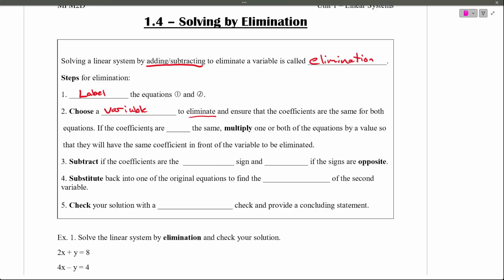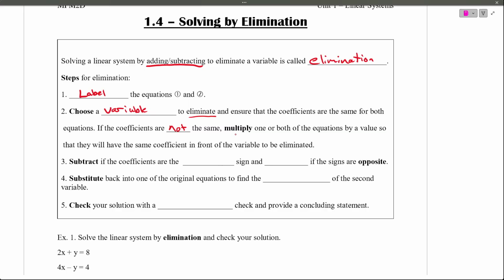If the coefficients are not the same, we're going to multiply either one or both of the equations by some value so that they will have the same coefficient in front of the variable to be eliminated. The idea is similar to finding the lowest common denominator when we're working with fractions. We're trying to find a common coefficient so we can eliminate one of them.